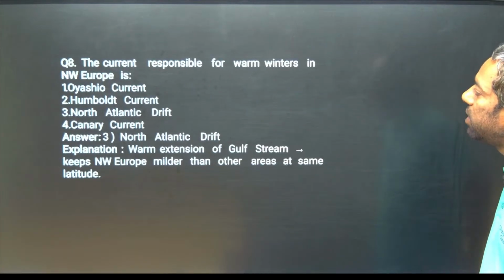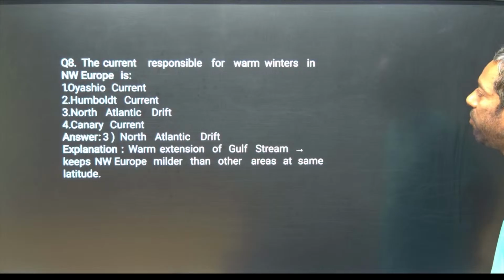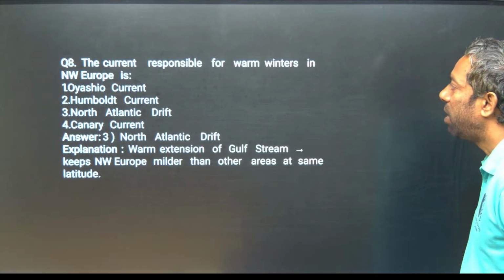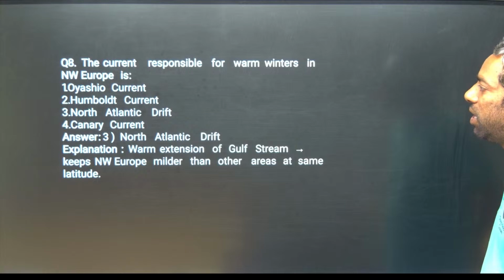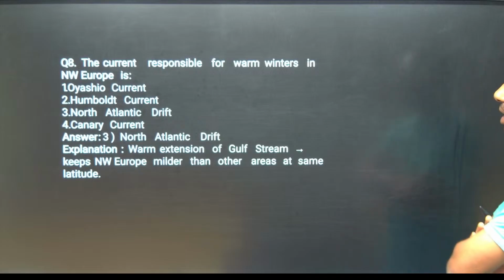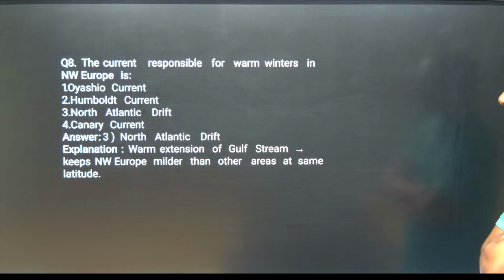The current responsible for warm winters in northwest Europe? North Atlantic Drift, guys. The warm extension of the Gulf Stream keeps northwest Europe milder than other areas at the same latitude.